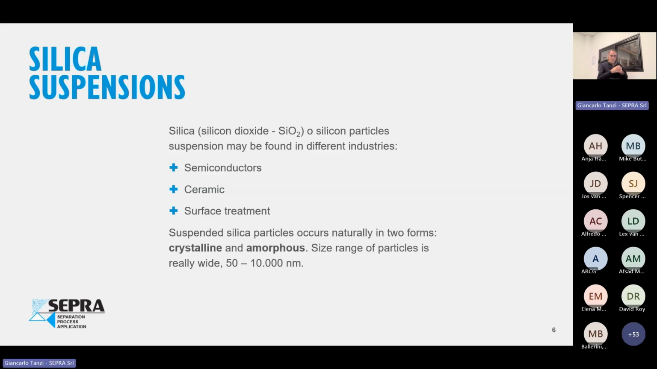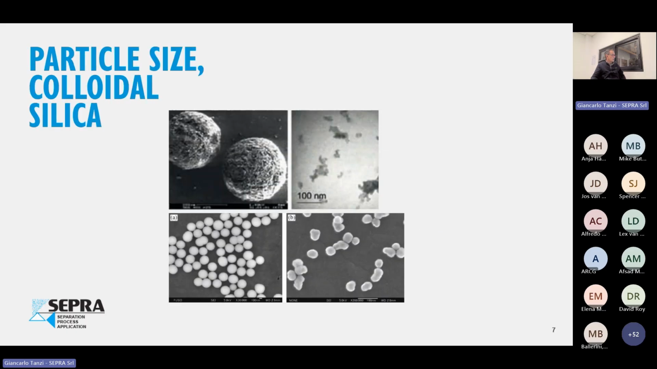In many cases, it's interesting to note that when we're talking about silica, we are talking about particles that are in a wide range of sizes and types. So we find both crystalline and amorphous particles, and particles with a really wide size range, from the typical particles in the 10 micron, 20 micron range, small sand particles, down to the nanometer range.